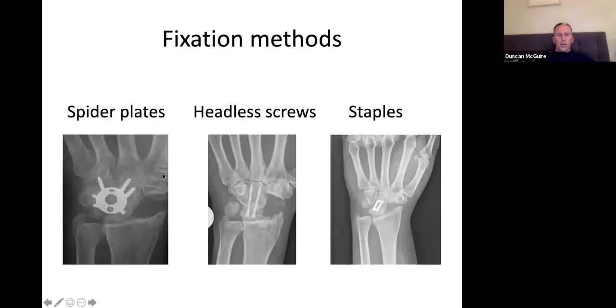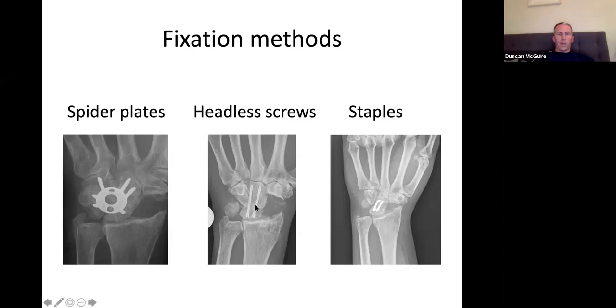So fixation methods, there's the spider plate, which has been used for a long time. This is really just for the 4-corner fusion. There's various shapes and designs, and it's supposed to work that you put screws in all the 4 carpal bones and then they unite. Problem is it's often quite bulky. It's very difficult to get compression across the various bones, and non-union rate is a bit high, and the hardware can also cause issues.